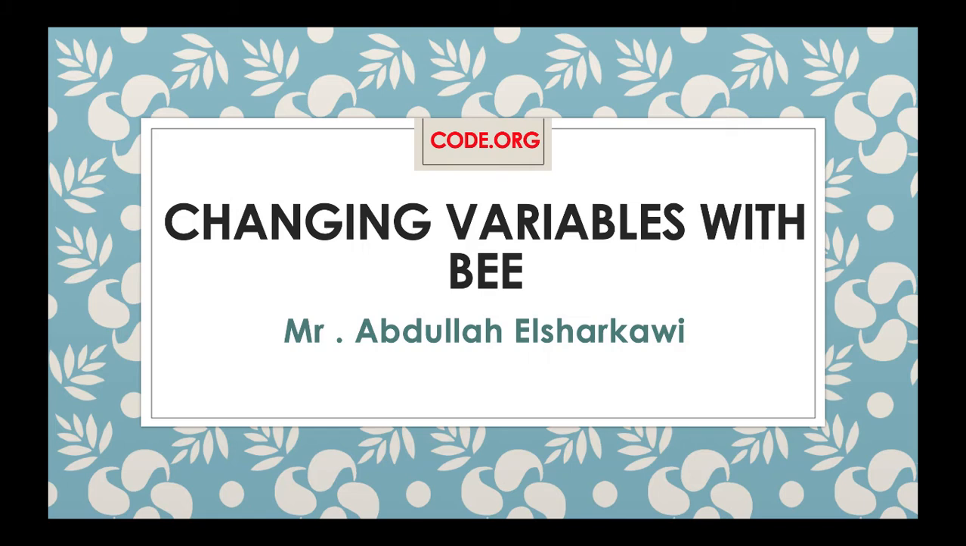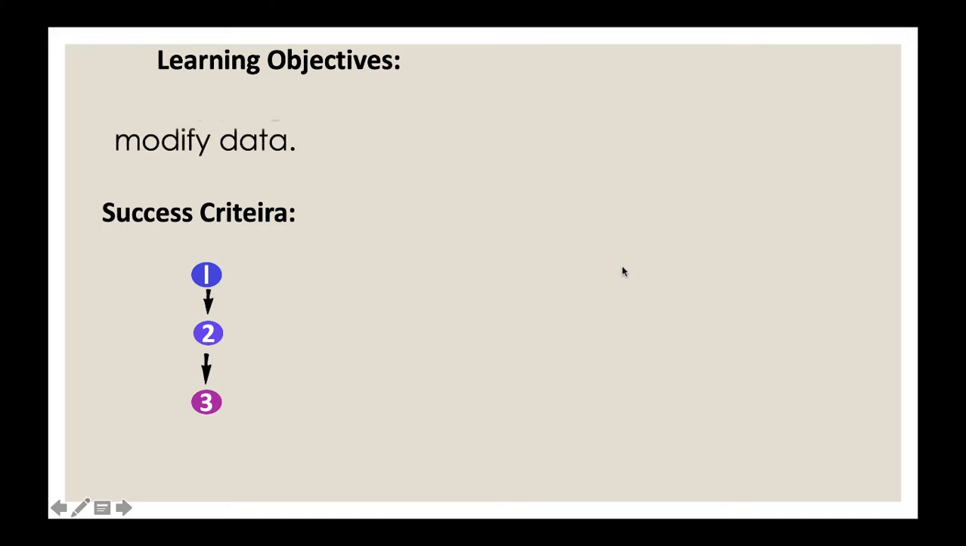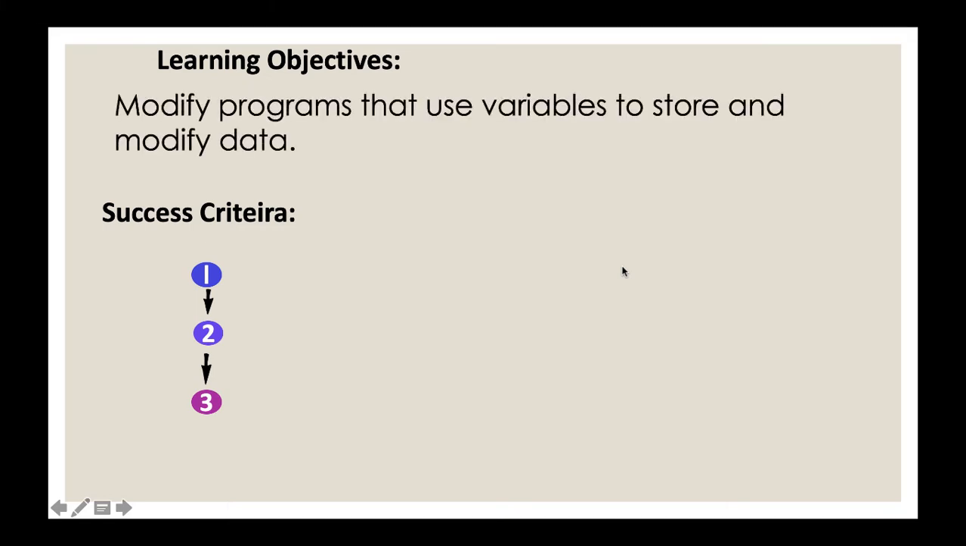Today our lesson is about changing variables with Bee. Today, as you know, we're working with Code.org. Our objective for today is to modify programs that use variables to store and modify data.